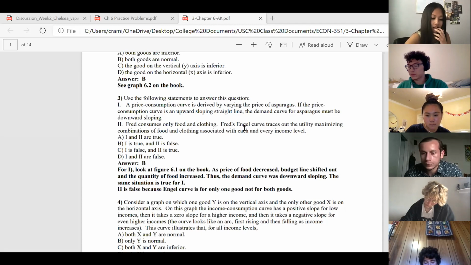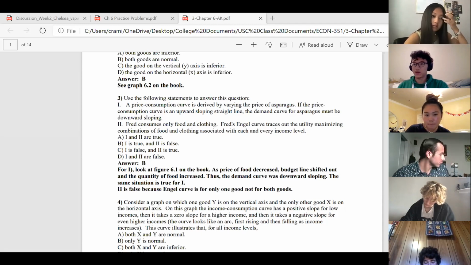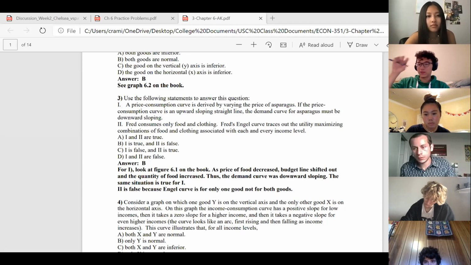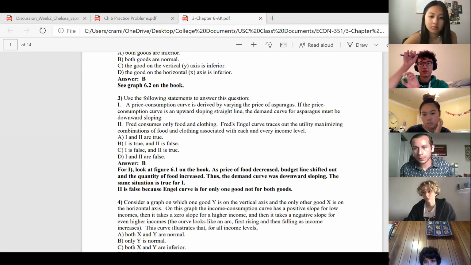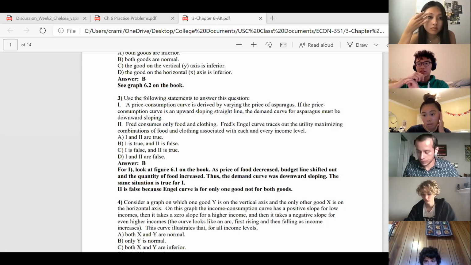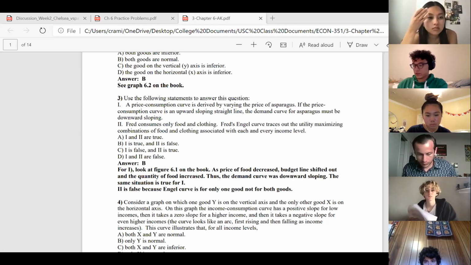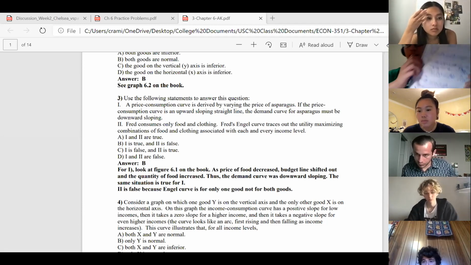Okay. I'm looking back at my notes, and I don't know if you guys remember this in class, because I just remembered it now. The professor drew the PCC curve on top, and then she drew the demand curve on the bottom. You guys remember that? Yeah. So now that I'm looking back at the problem, I could see how it's B. I'll just show you my graph.